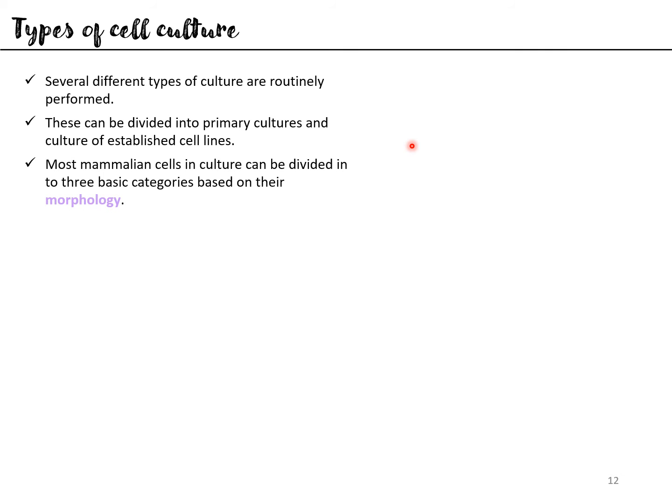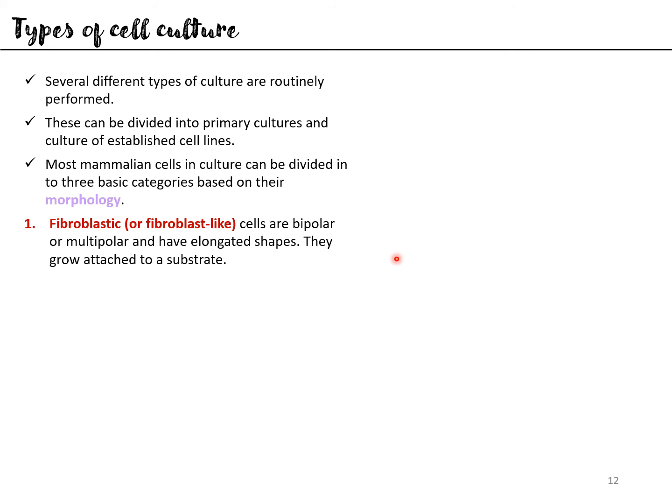So most mammalian cells in culture can be divided into three basic categories based on their morphology. Before we get into the distinction between primary and established cell line culture, we should talk about these three basic categories. So we have the fibroblastic or fibroblast-like cells, which are bipolar or multipolar in nature and have elongated shapes. They grow attached to a substrate. So these fibroblastic cells are typically adherent cells.